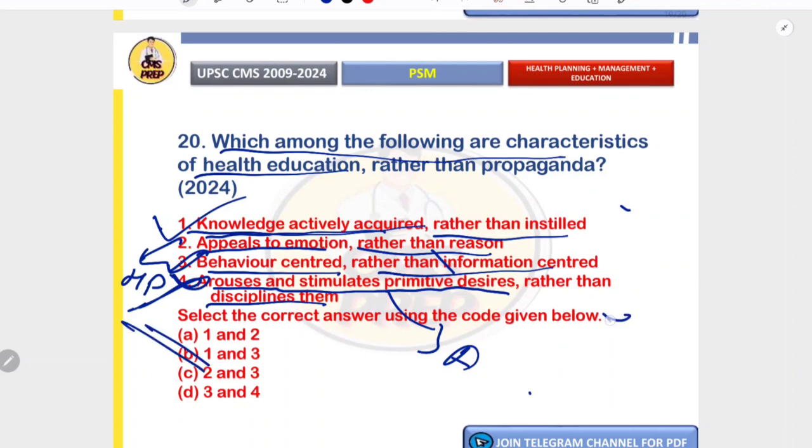So guys, with this we have discussed all the 20 questions of health planning, health education and health management asked in UPSC CMS from 2009 till 2024.